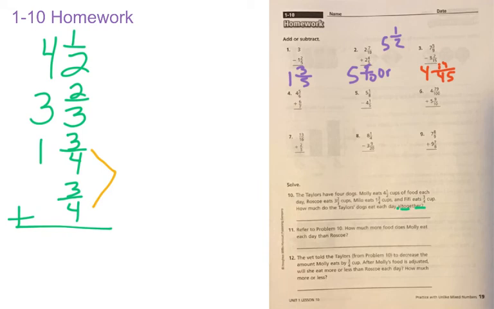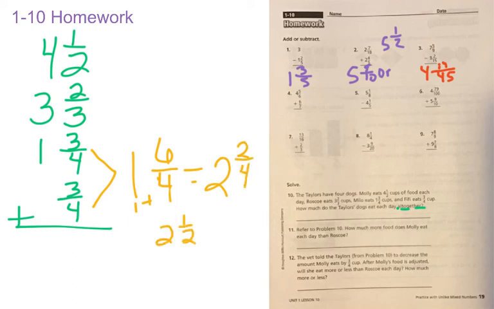And so I have 1 3/4 plus 3/4. And so 3 plus 3 is 6 over 4, and 1 plus nothing is 1. Well, 1 6/4 is an improper fraction. So 6/4 is an improper fraction, and 4 can go into 6 one time without going over. So I'm going to add 1 to my whole number. So this is going to be equal to 2 2/4, or 2 1/2.